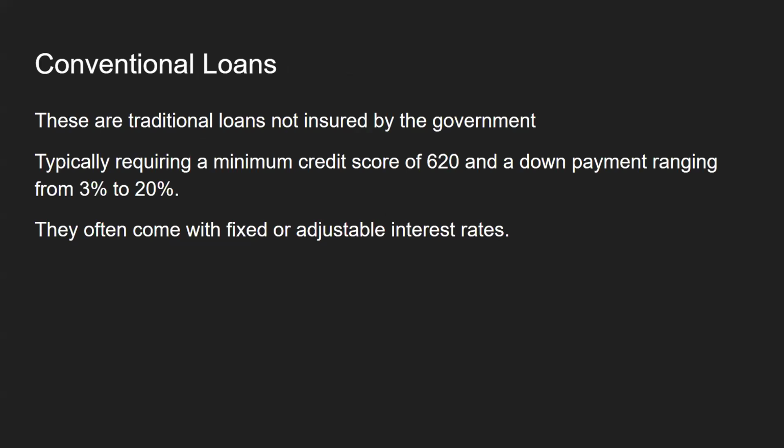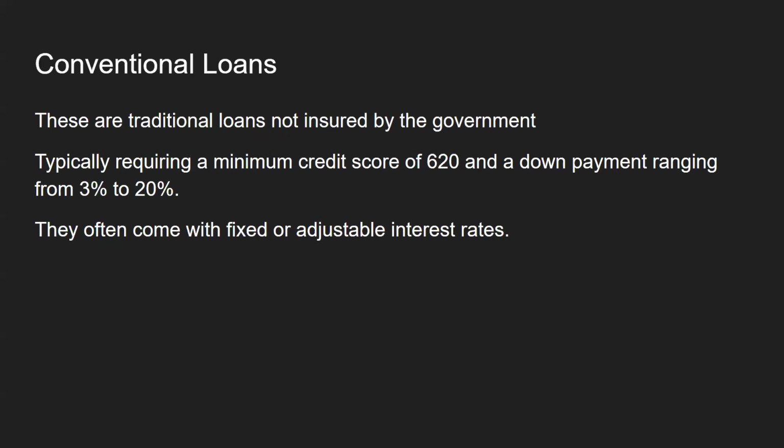Conventional loans are traditional loans, typically not insured or backed by the government. Typically, they require a minimum credit score. 620 is not necessarily a required credit score for a conventional loan; your lender will elaborate what the credit amount is. A conventional loan may have a down payment requirement, typically 20%. In some instances, you may be able to make a deposit of less than 20%, right? And they often come with fixed or adjustable rates.